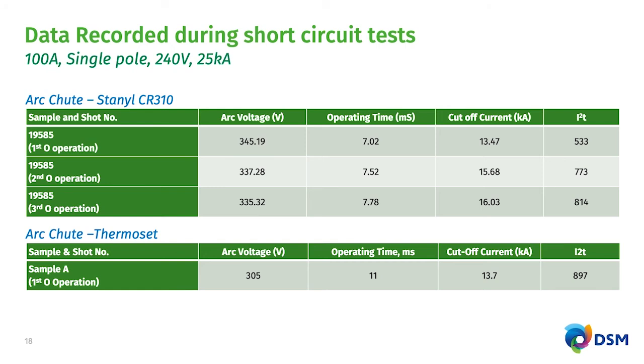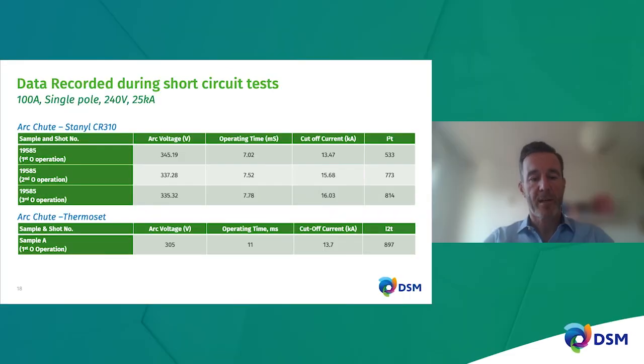How does this look in the numbers? To be sure that this performance is not only once, but works multiple times in a row, we have done 3 consecutive short circuit operations on the same device with Stenil CR310. That's the top end of the table, and we compared it to the thermoset performance on the bottom end of the table. So if you look at the second column, arc voltage, you will see that the arc voltage of Stenil CR310 is much higher, 345, than the 305 with the thermoset material.